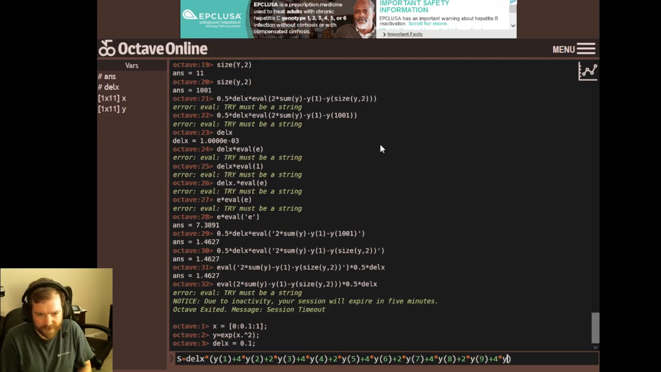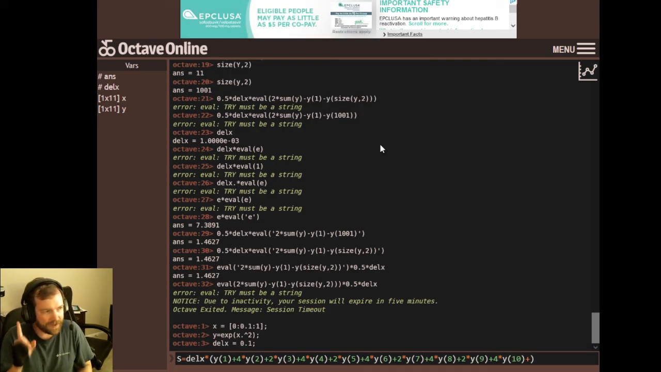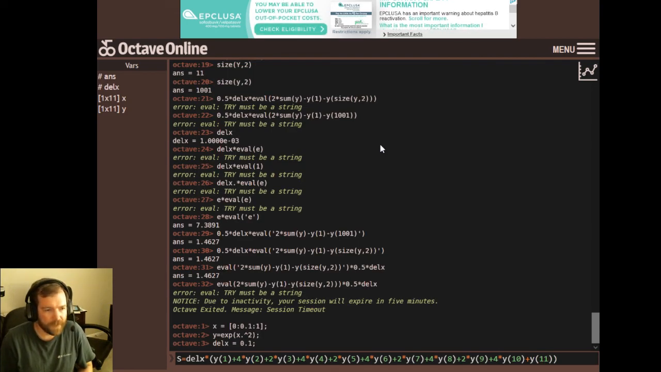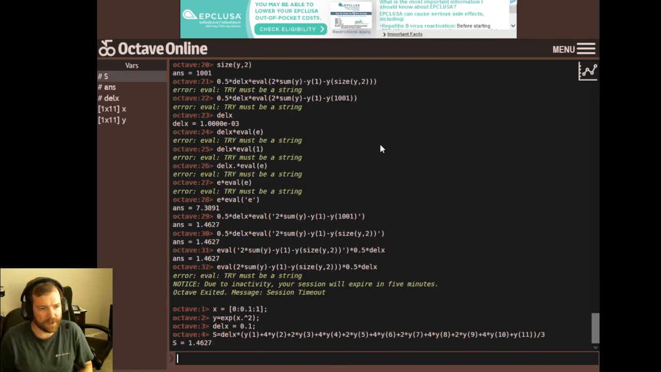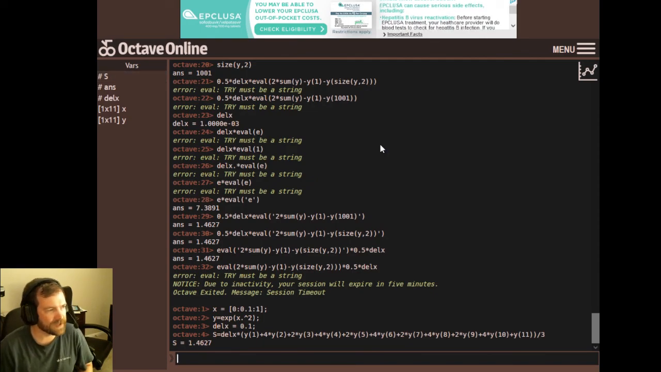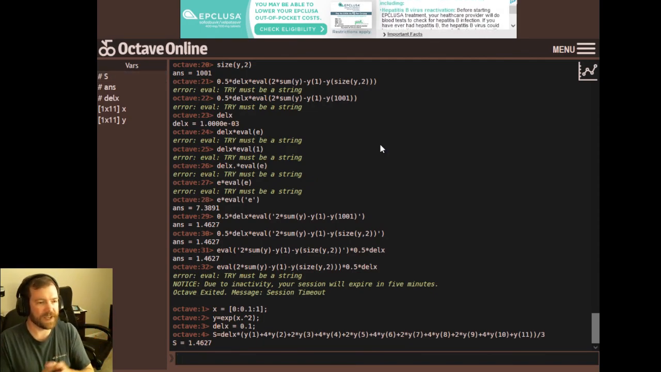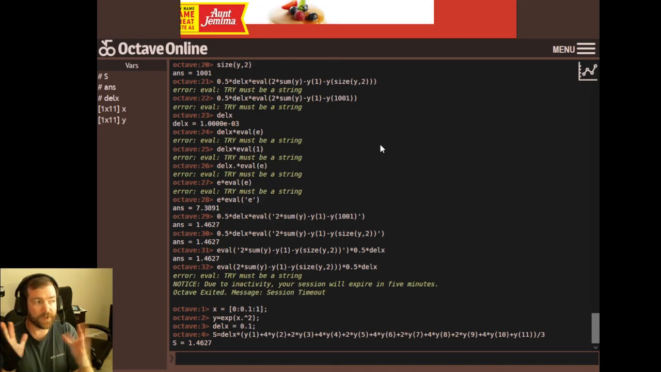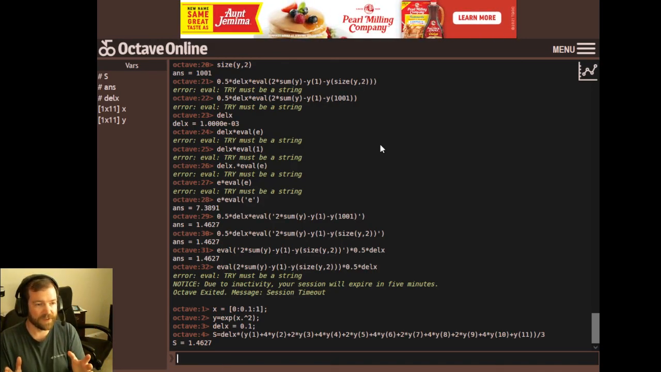All right, 4 times y of 10 plus 1 times y of 11. Okay, so that's del x. I need to divide everything by 3. And that comes out to be 1.4627. So now we can see that with only 10 subintervals, we have the more accurate number that we got for the trapezoid rule with 1,000.